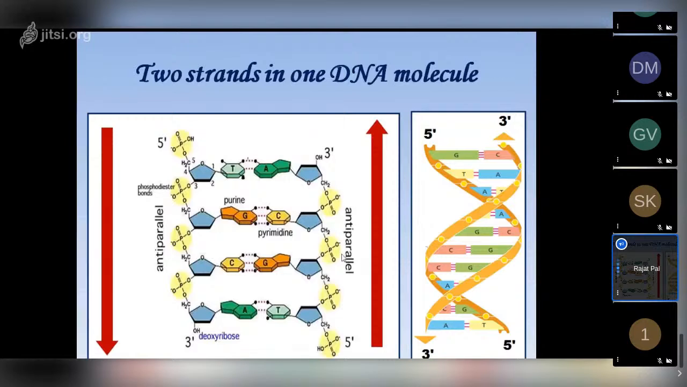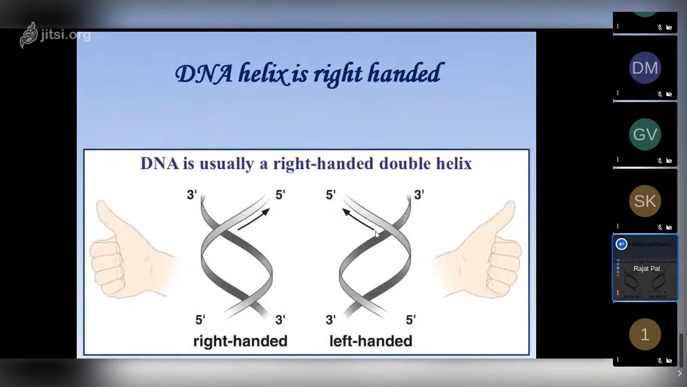In this anti-parallel direction, one chain is moving from 5' to 3', and the other, complementary chain is moving from 5' to 3' in the opposite direction. If we see this photograph, here this is 5' to 3', and here this is 5' to 3'. Likewise, the two chains come together to form the double-stranded DNA molecule. DNA is usually a right-handed double helix. So this is the right-handed double helix.